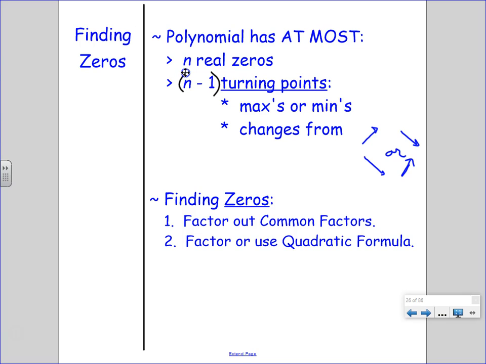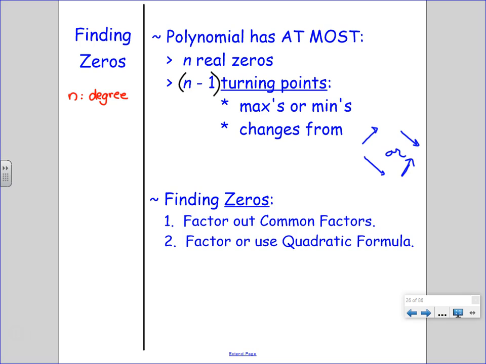First of all, a polynomial has at most n. Wait, who's n again? Quick review. n is in the very first page, that nasty definition of a polynomial, Section 2.1. It's the degree. And the degree stands for the highest power of x. So the highest power of a quadratic is 2, the highest power of a cubic is 3, the highest power of a quartic is 4, etc. So a polynomial has at most n real zeros. It might have fewer. We'll talk about why in a second.